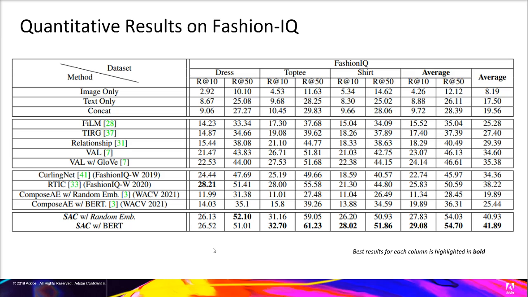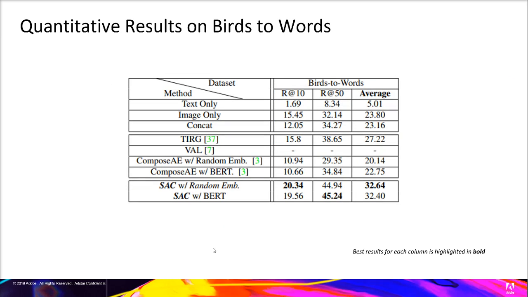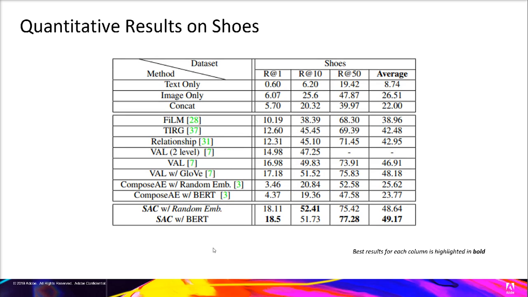Now coming to quantitative results, our method SAC outperforms all the existing techniques on all the different subsets and the average performance as well on R at 10, R at 50 metrics. Similarly, we outperform the existing techniques on the Birds-to-Words dataset and the shoes dataset as well.